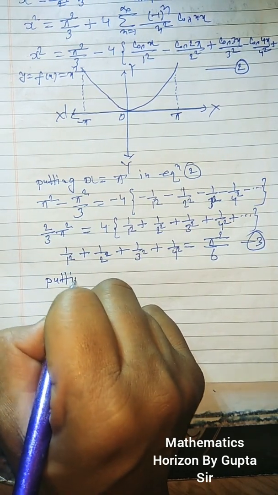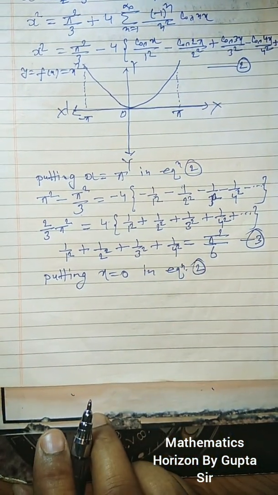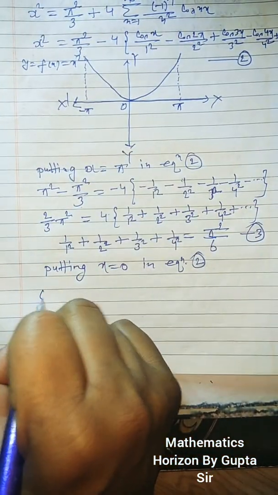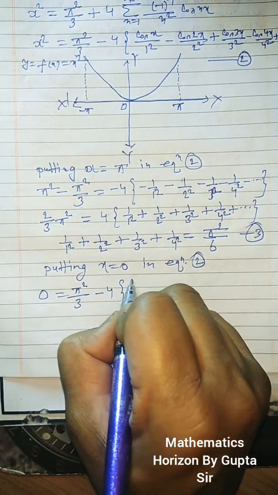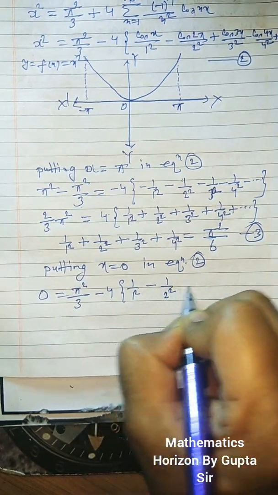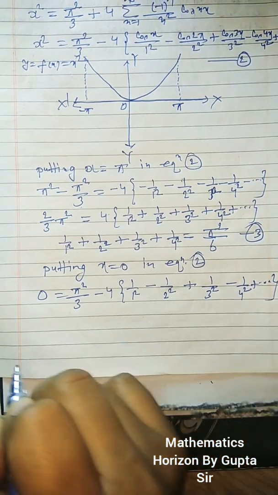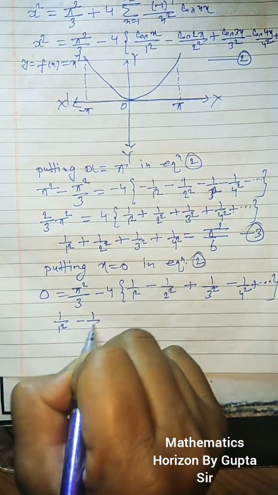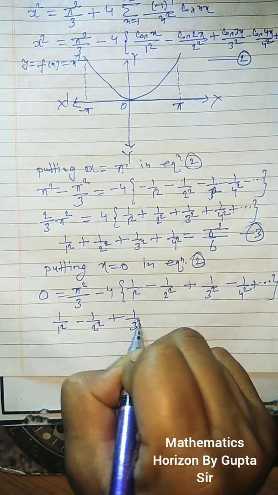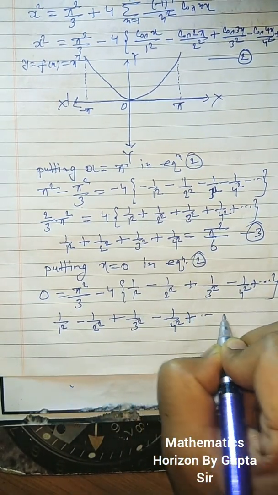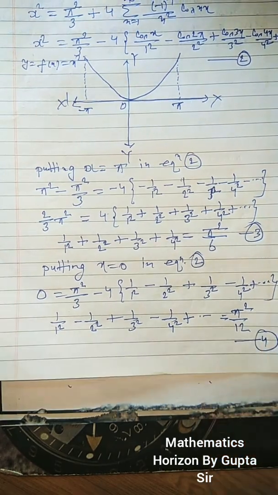Now we put x equal to 0 in equation 2 for getting the second deduction. When we put x equal to 0, it is 0 equal to pi square upon 3 minus 4 times, here cos 0, that is 1 upon 1 square minus 1 upon 2 square plus 1 upon 3 square minus 1 upon 4 square and so on. We transform this here, that is 1 upon 1 square minus 1 upon 2 square plus 1 upon 3 square minus 1 upon 4 square is equal to pi square upon 12. Suppose this is equation number 4.